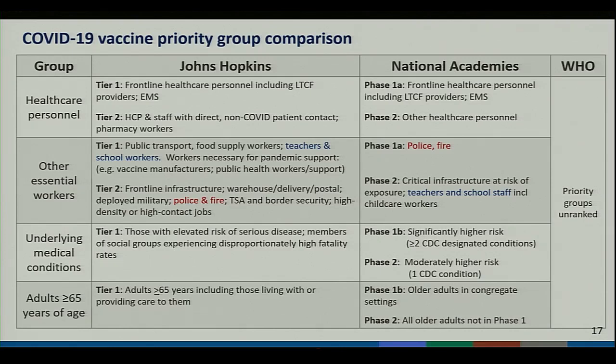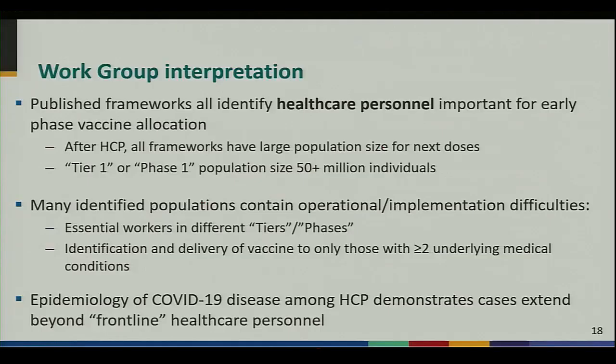For adults with underlying medical conditions, Hopkins included all in tier 1, and NAM includes those with 2 or more underlying conditions in phase 1B, and adults with 1 underlying condition in phase 2. For adults 65 years of age and older, Hopkins includes them in tier 1, and NAM includes those in congregate settings in phase 1B, and others in phase 2. Next slide.